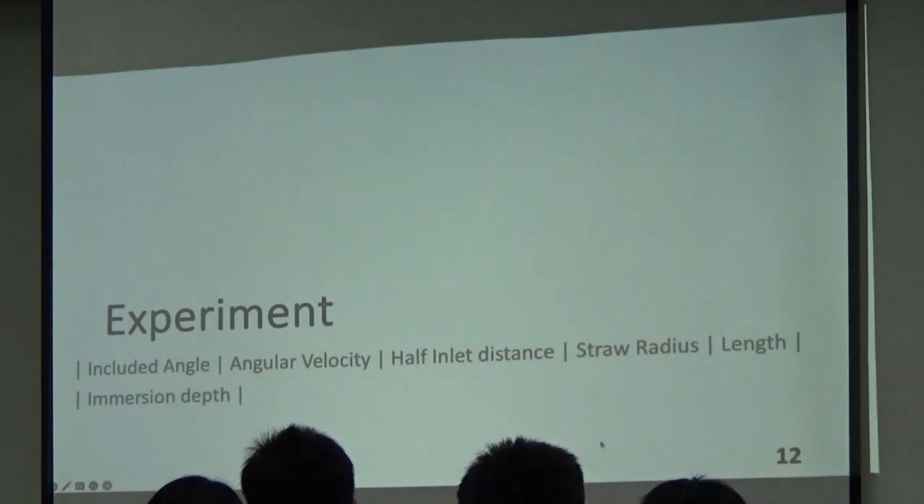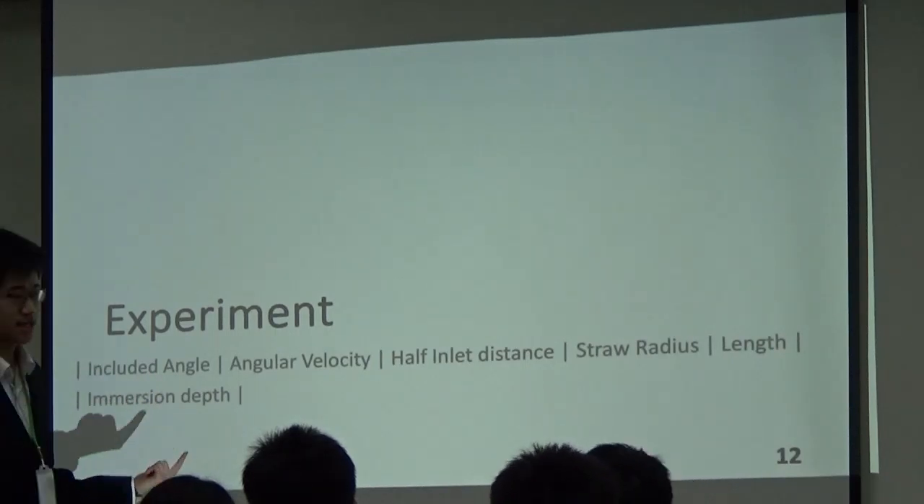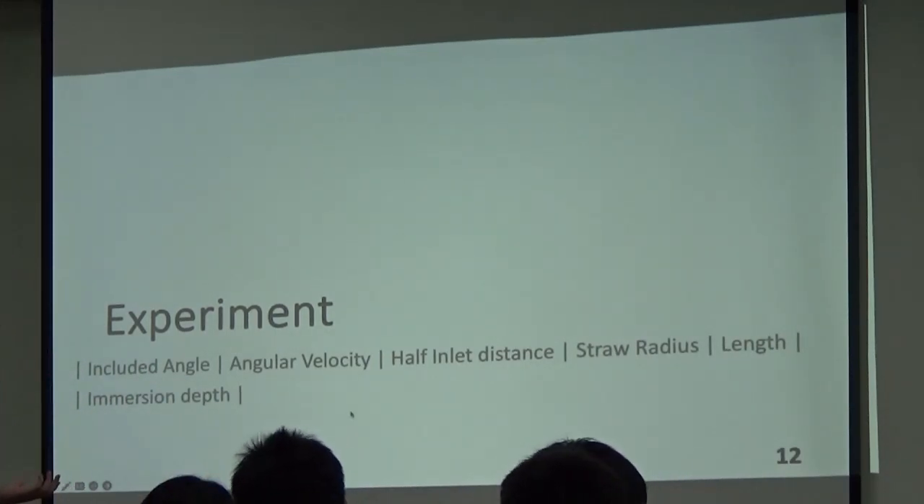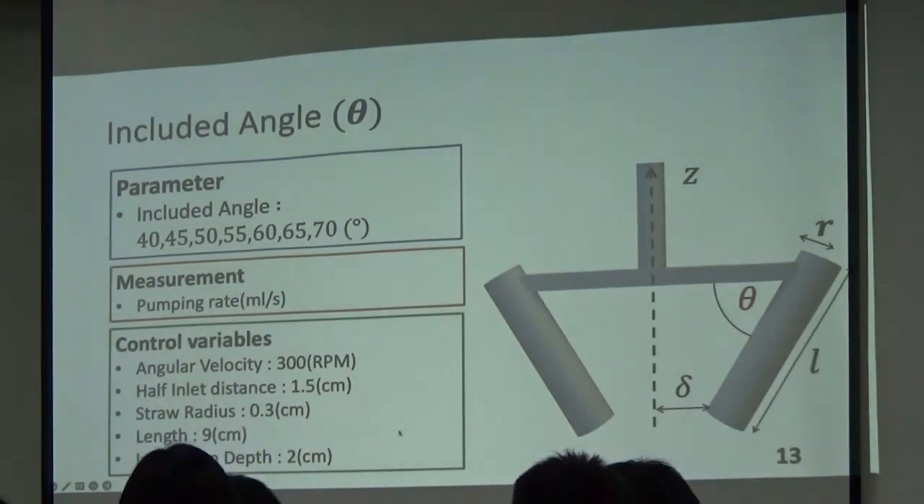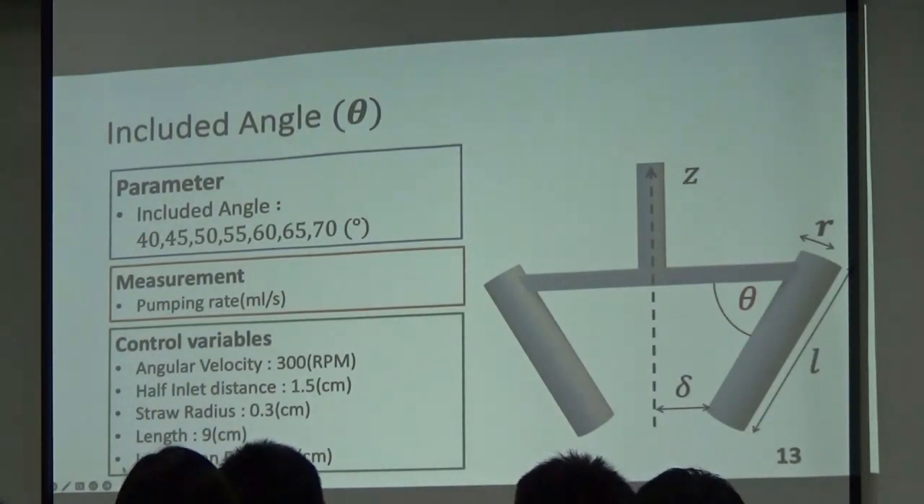In the experiment, I have done six kinds of parameters, which are the angular velocity, the distance, straw radius, length of straw, and also the immersion depth. And the first parameter is the included angle, which is here.